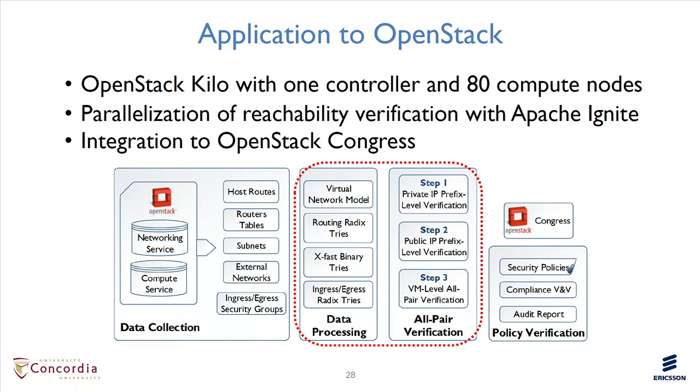So our solution, TenantGuard, is built on OpenStack. We used OpenStack version Kilo with 1 controller and 80 compute nodes. For parallelization, we used Apache Ignite. And we have also integrated our solution with OpenStack Congress, which is a policy verification engine, so that tenants are allowed to run more specific queries through the TenantGuard output.